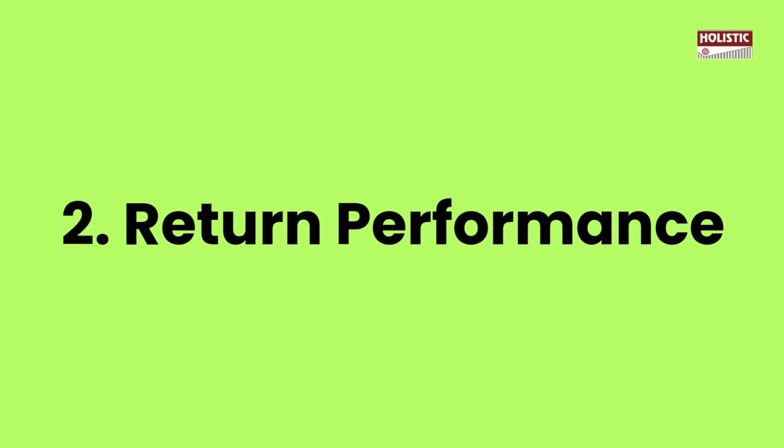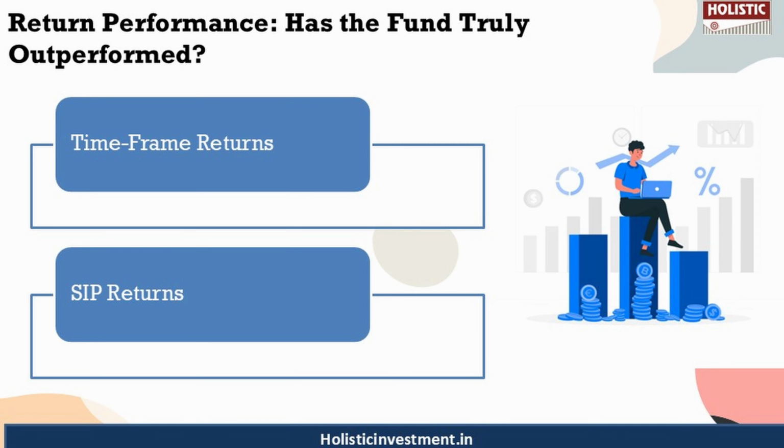Second section is the return performance. Ads love to flaunt 15% annualized returns, but what's the real story? The return performance section lays it bare. First, time frame returns. 1, 3, 5 year and since inception returns next to the benchmark index. Has the fund beaten the market or just followed it? It helps you to decide that.